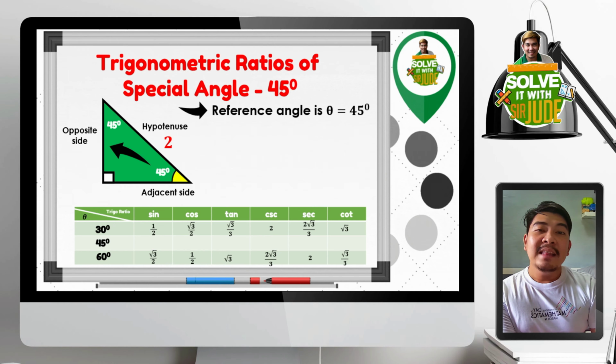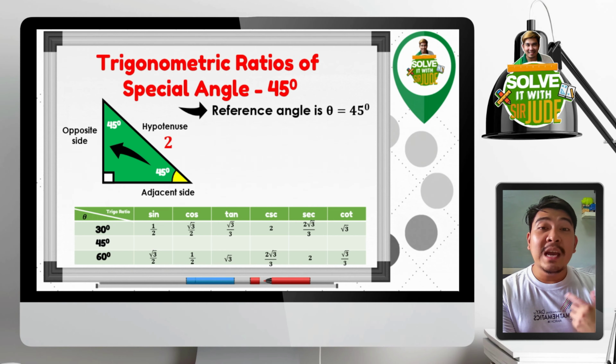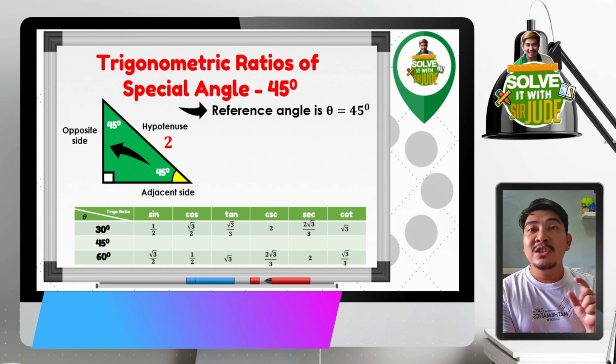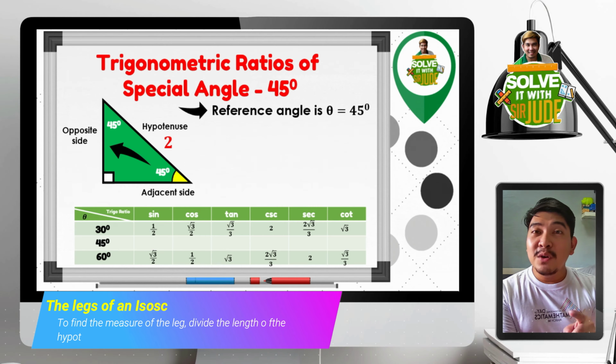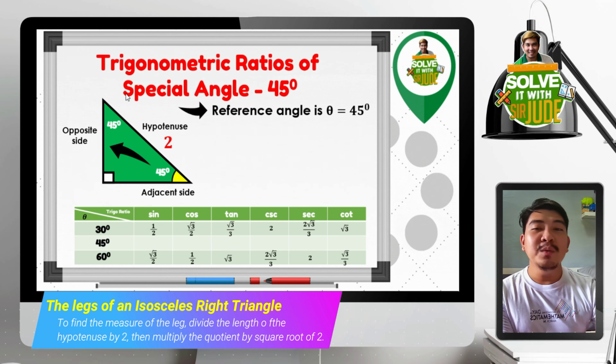So remember that if the leg of a 45, 45, 90 right triangle is given, we need to multiply it by square root of 2 to get the hypotenuse. So pag hypotenuse naman ang given to get the leg, we need first to divide the hypotenuse by 2. After dividing it by 2, we need to multiply the quotient by square root of 2. So let us do it.